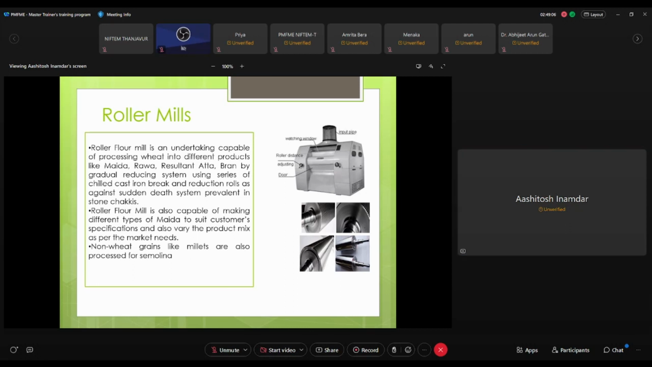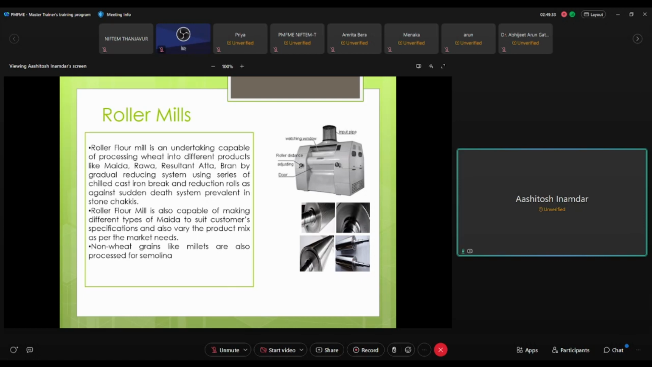Size difference is what segregates them from each other, but otherwise there is no bran and no germ in both of them. So with the roller flour milling process, the advantage we get is multiple products in one process itself. Basically, we get maida, which is somewhere around 60 to 70% of the wheat that has gone in. Rava somewhere around again 6 to 7%. We get resultant atta also and bran of course. So in one process itself, we get different products, right?